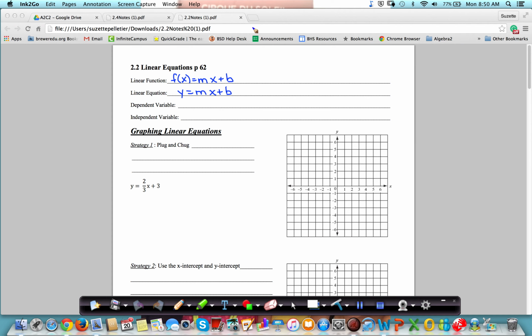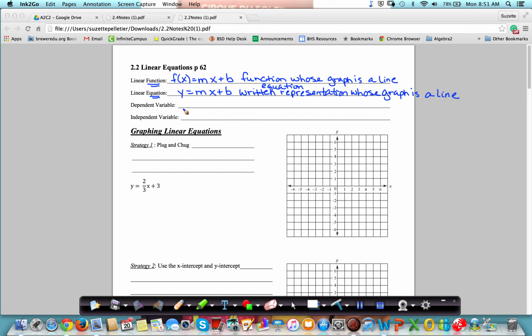Okay, so this is a function whose graph is a line. And this is a written representation, or it is an equation whose graph is a line. Okay, so one is a function, f of x, and one is an equation, y equals.